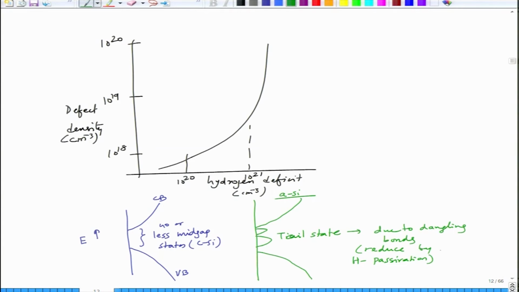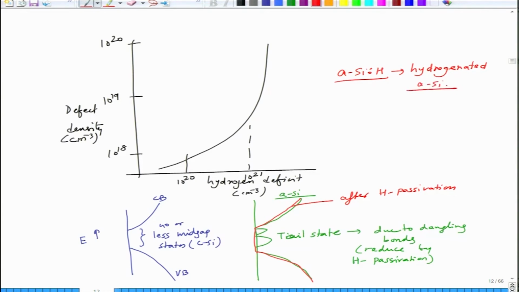So, if this is before passivation, after passivation it is going to look like this. This is what it is going to look like after hydrogen passivation. That is why amorphous silicon is always noted as amorphous silicon H. This is hydrogenated amorphous silicon with lower defect density.